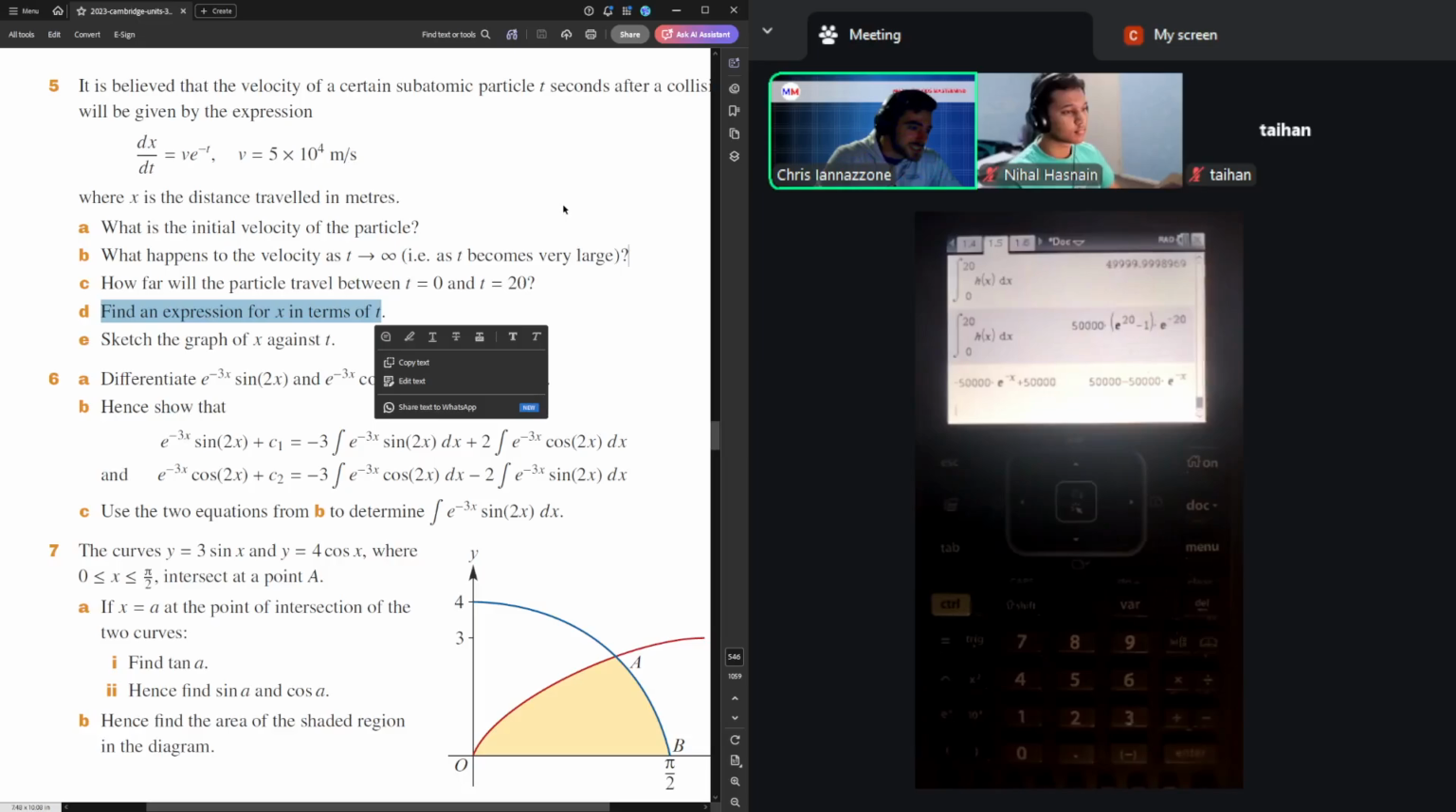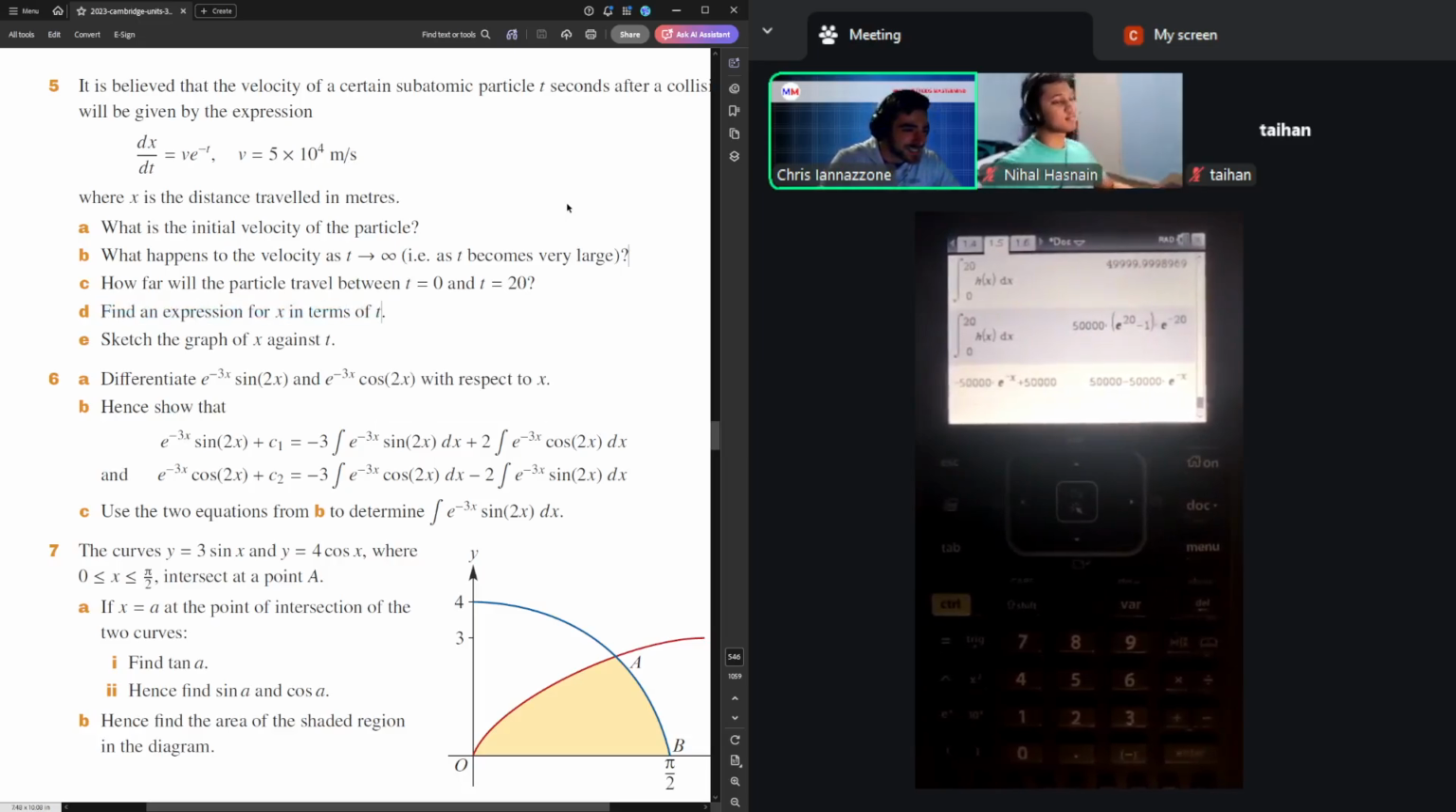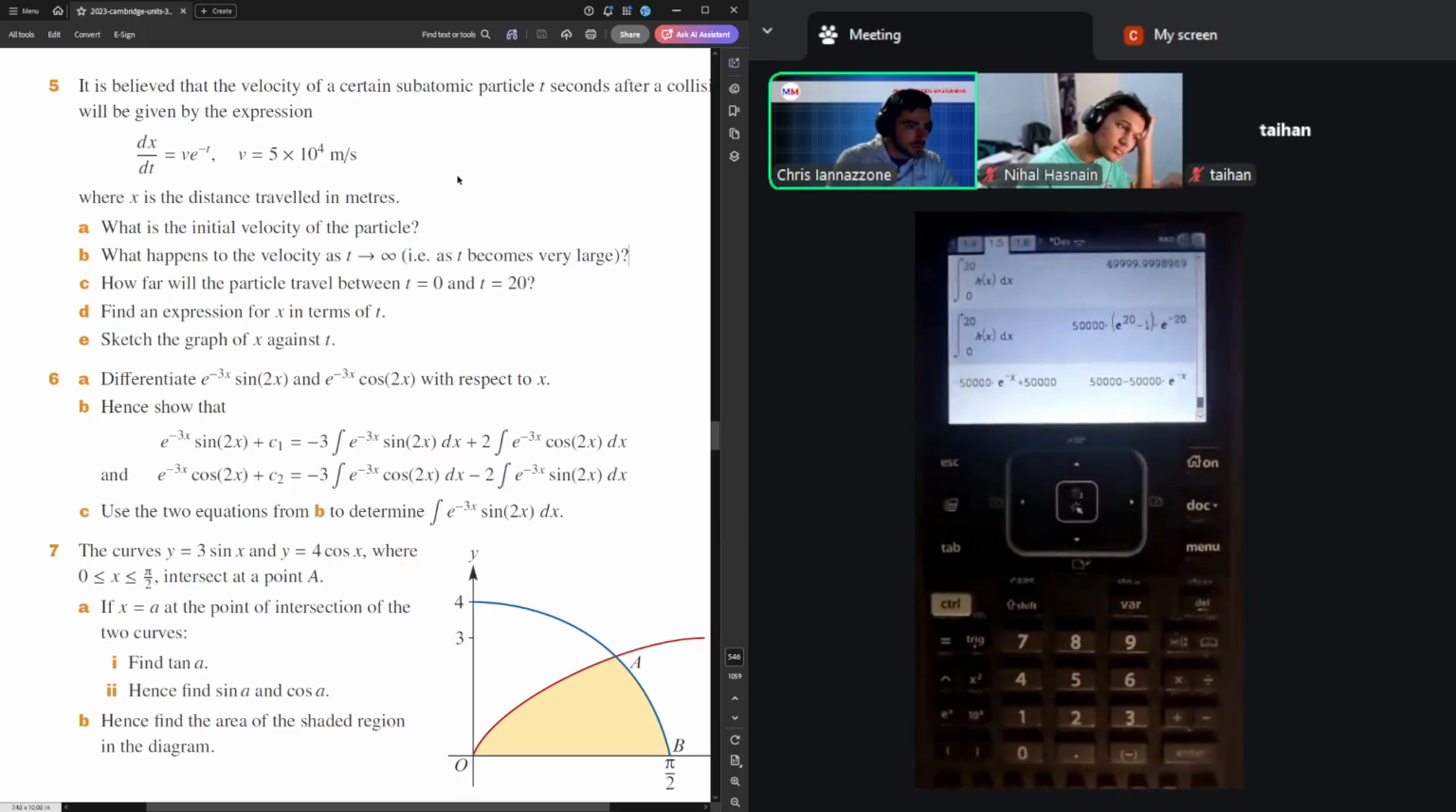Part D is forcing us to do the anti-diff anyway, find an expression of x in terms of t. So I think we'll just ignore that one. We've got it in front of us right now. We just explored it. And then sketching that graph, this won't be anything crazy. Still just a decaying exponential with a horizontal asymptote of the 50,000 that we knew from before. Cool.